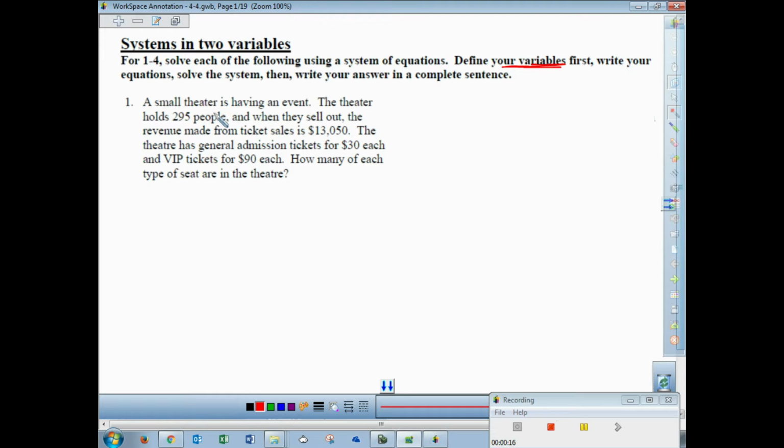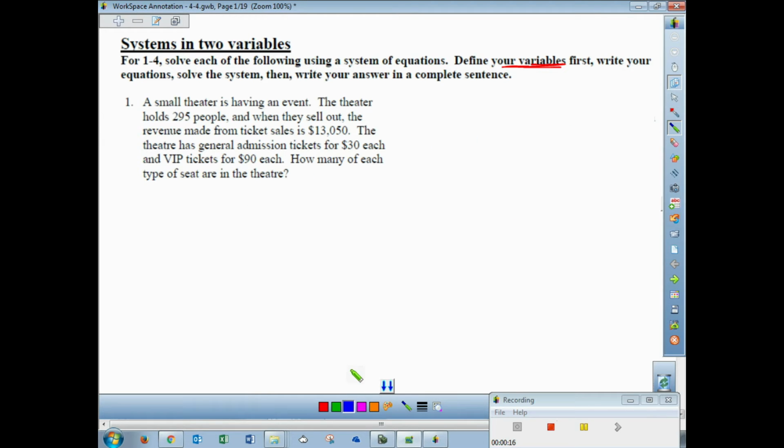A small theater is having an event. The theater holds 295 people. And when they sell out, the revenue, meaning the money they made from all the ticket sales, is this much money. The theater has general admission tickets for $30 and VIP tickets for $90 each. How many of each type of seat are in a theater?